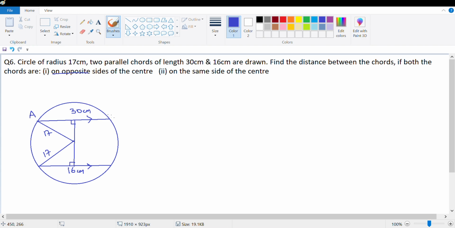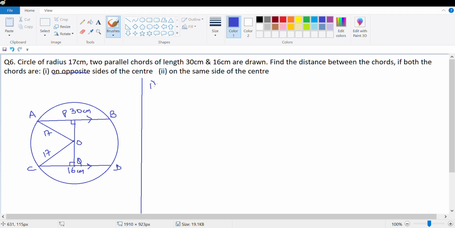So let's call this chord AB. Let's call this chord CD. Let the circle center be O. Let this be point P and let this be point Q. What we need to find is the distance between the chords, which means I need to find PQ. So if I divide this into two different triangles, then if I find OP first and OQ next, I should be able to figure out the length of OP plus OQ, which will be PQ.